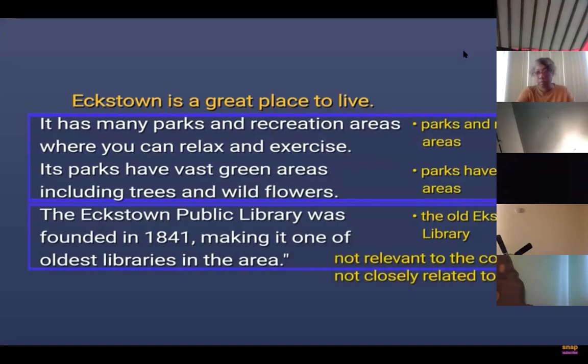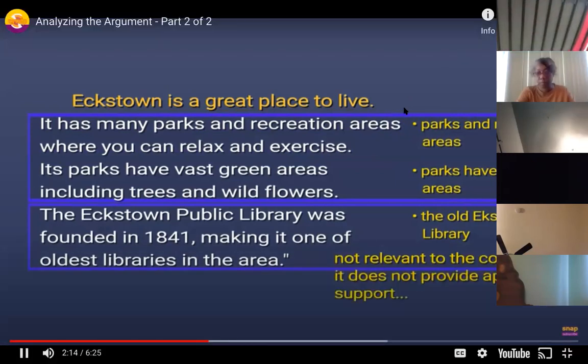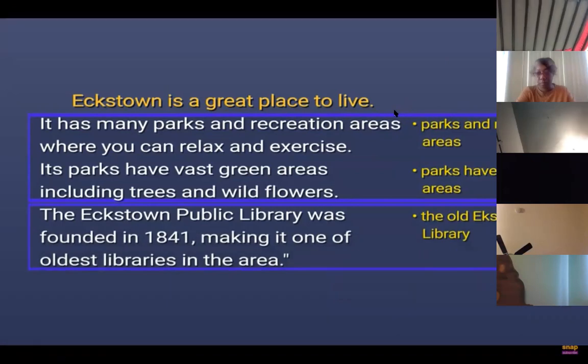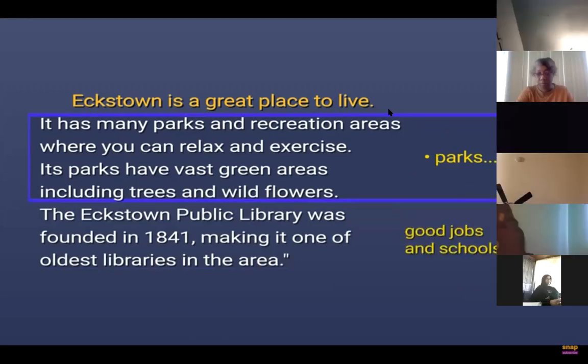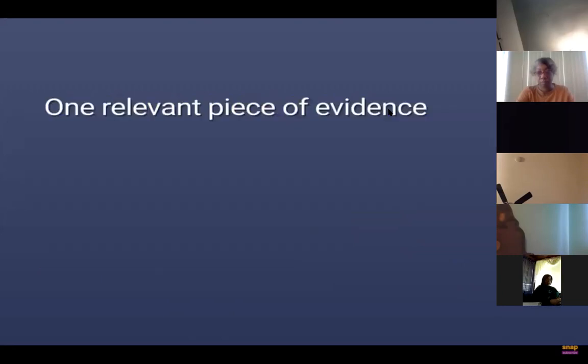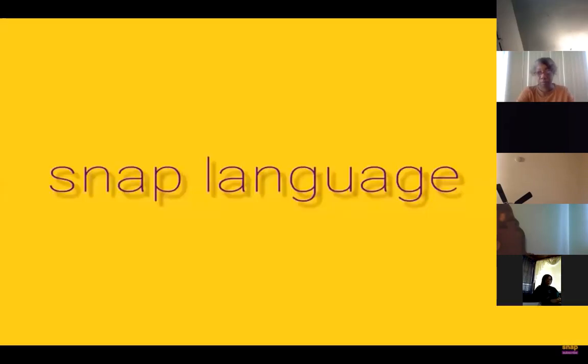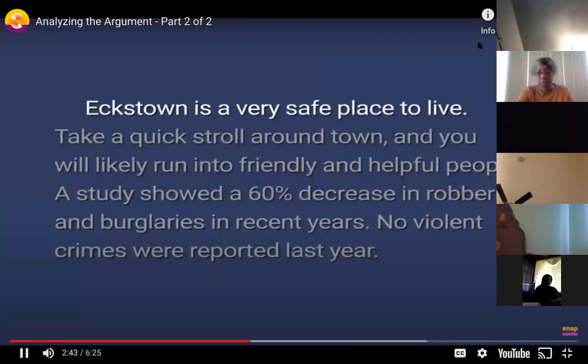That's not very closely related to the claim. It doesn't provide adequate support. So pretty parks is good evidence. An old library, not so much. Is that all? Typically, when you think of a good place to live, you think of safety, good jobs and schools, shops and restaurants, good transportation, and so forth. The author here said nice things about X-Town, but one relevant piece of evidence isn't quite enough to support a conclusion.